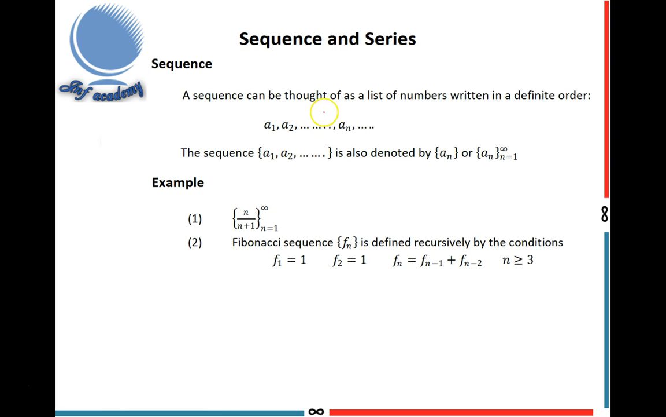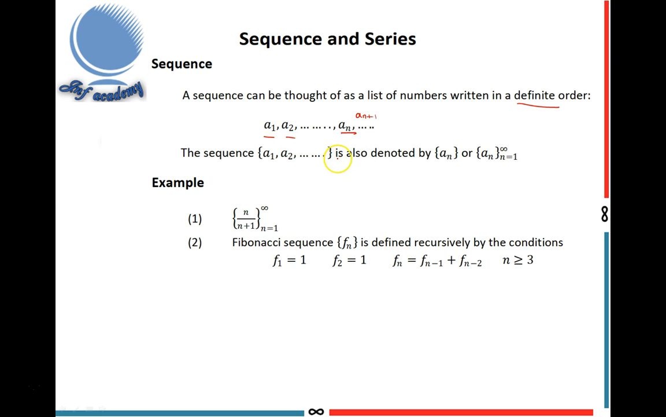A sequence can be thought of as a list of numbers written in a definite order: a1, a2, ..., an, and so on. Here, a1 is the first term, a2 is the second term, and in general, an is the nth term. We will deal exclusively with infinite sequences, so each term an will have a successor an+1. For every positive integer n, there is a corresponding number an.